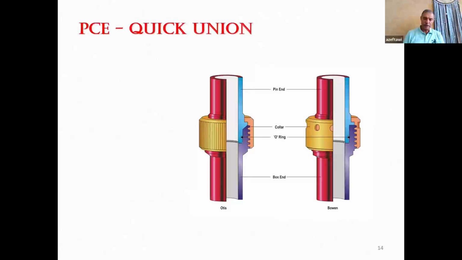The first thing we put on top of the Christmas tree is the quick union. What you see here is the quick union, which is actually a thread type. This thread connection is hand tight. Do not use a wrench, because what makes the seal is not the thread. What makes the seal is this O-ring that you see, this black spot here. That's why we care about this, as we said in the first session.